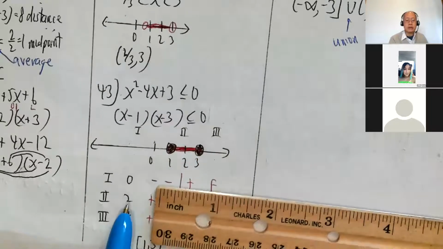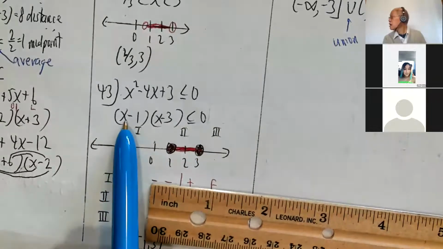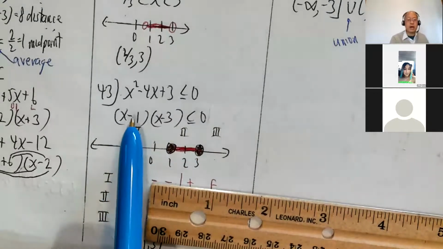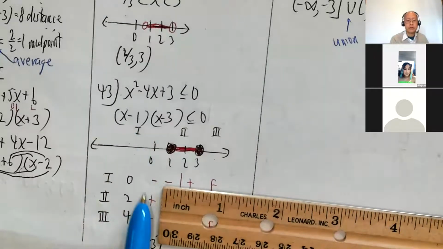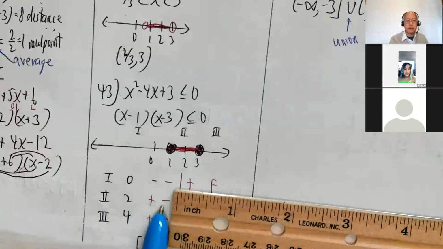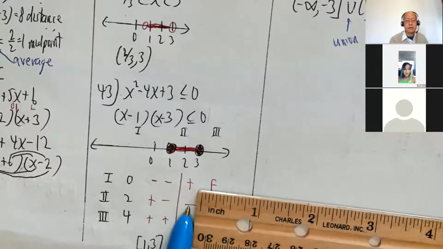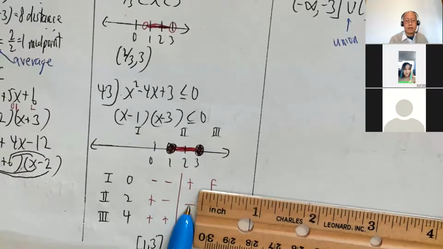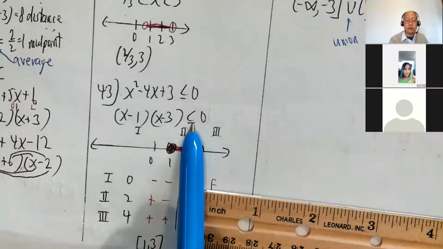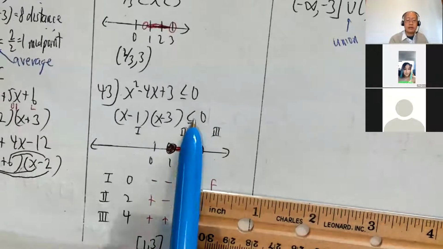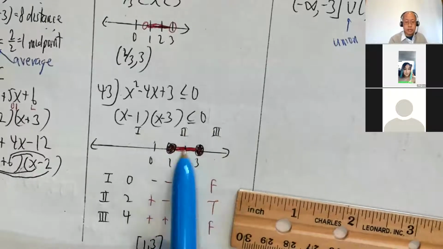So now I plug in 2. Okay, so let's see. 2 minus 1, 1, positive. I don't care about the exact value, just the sign. 2 minus 3, -1, negative. So I have a positive times a negative, negative. Negative less than or equal to 0. Yes, that's true. So I shade in region 2.